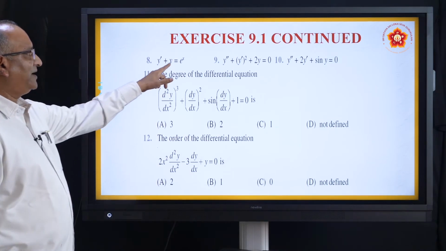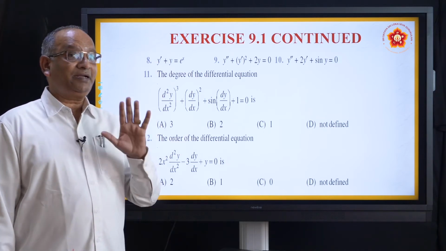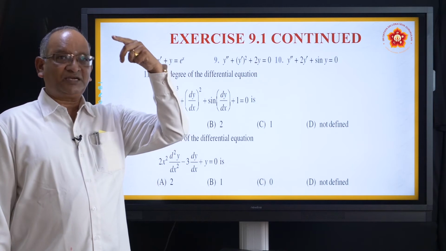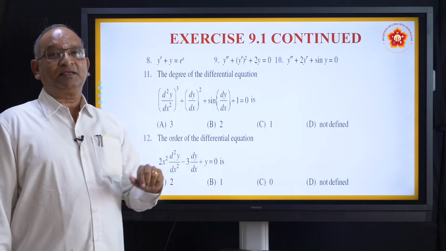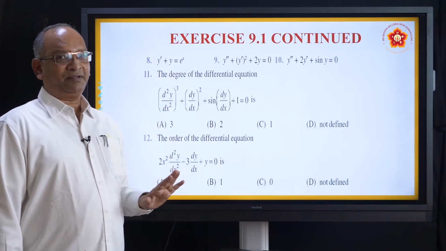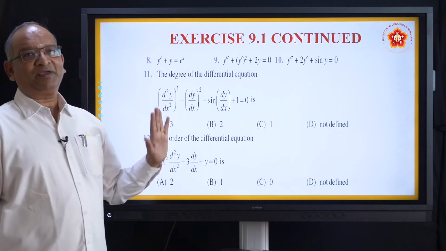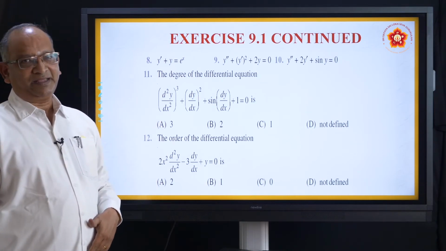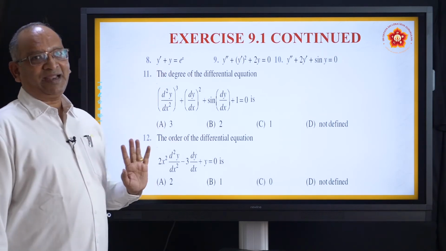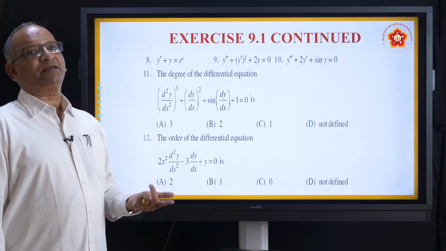y dash plus y equal to e to the power x. Even though there is e to the power x, remember there is no derivative in the power. Suppose instead of x, you had dy by dx, then we say its degree is not defined. As long as y and dy are independent here, we can define the degree. So what is its order? There is only y dash, which means first order derivative. So the order is 1, and the degree is also 1.